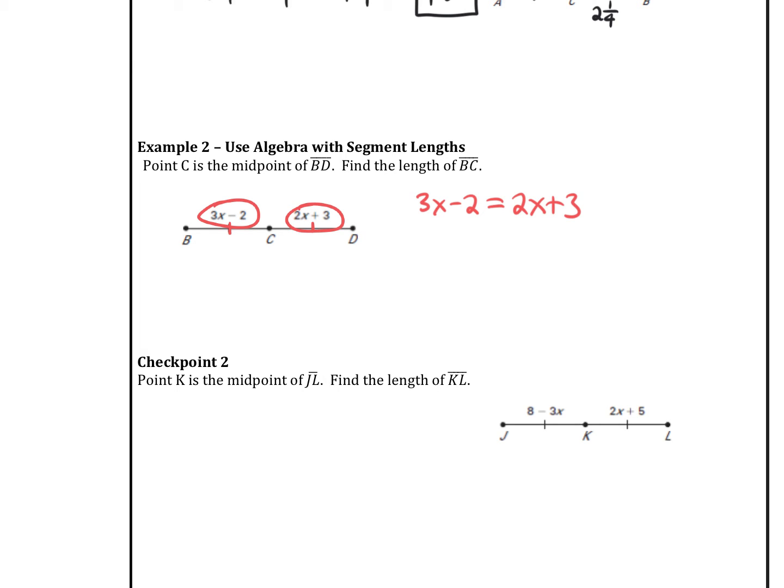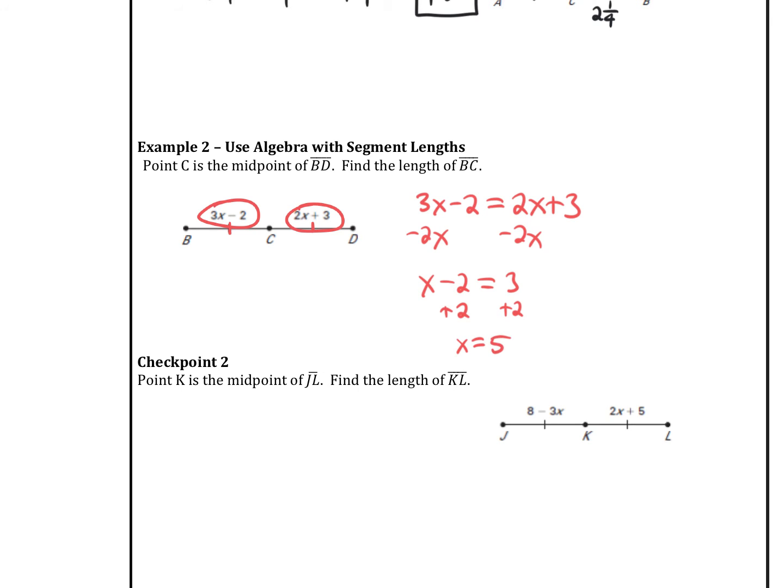But from here, you guys should be able to solve this. Go ahead and see if you remember how to solve this, and we'll go through it in a second. All right, so we're going to get all the x's to one side, and I'm going to subtract 2x from both sides. So I get x minus 2 equals 3. Now we need to get x by itself. How do we do that? We're going to add 2. So we get x equals 5.